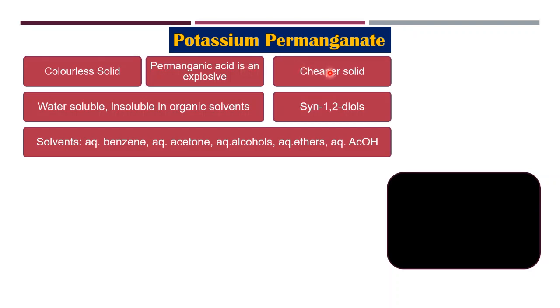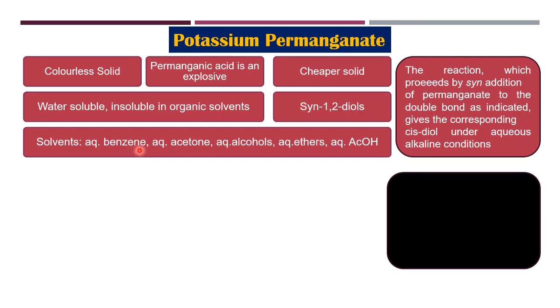Okay. It is a cheaper solid. That is one big difference between osmium tetroxide and potassium permanganate. It is highly water soluble and insoluble in organic solvents. That is another fundamental difference. Both produce syn diols. Solvents in which this can be solubilized: an aqueous and benzene mixture or a phase transfer catalyst, as we will discuss, or solvent mixtures like aqueous benzene, aqueous acetone, aqueous alcohols, aqueous ethers, or aqueous acetic acid.